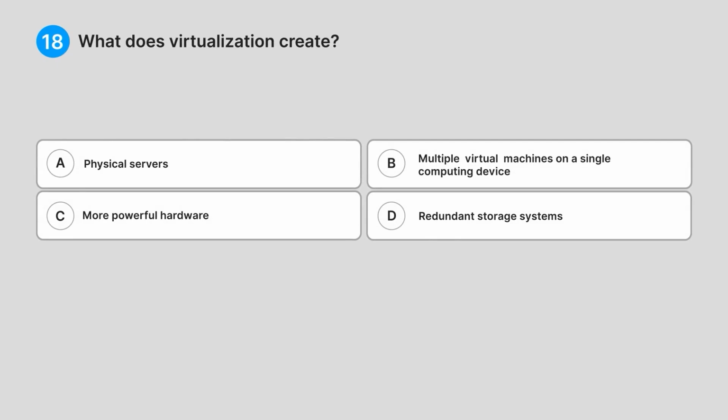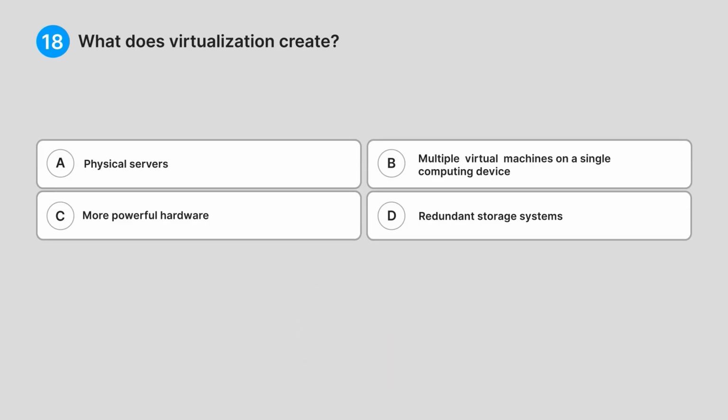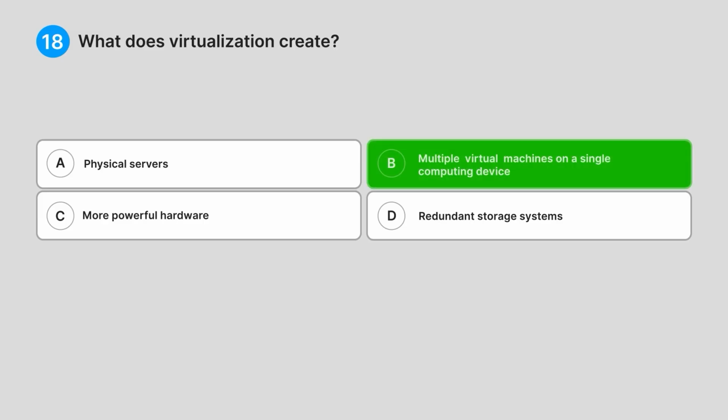18. What does virtualization create? A. Physical servers. B. Multiple virtual machines on a single computing device. C. More powerful hardware. D. Redundant storage systems. Can you guess the answer? Correct answer, B. Multiple virtual machines on a single computing device.